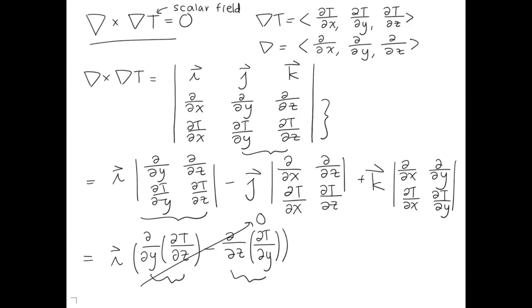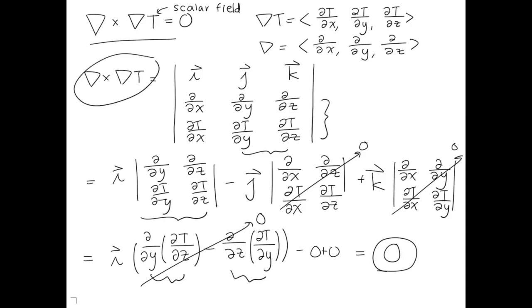And if we evaluate those for j and k, we find that they also end up being 0. So minus 0 plus 0. So the end result is that this entire expression of del cross del T, where T is a scalar field, is just going to give us 0.